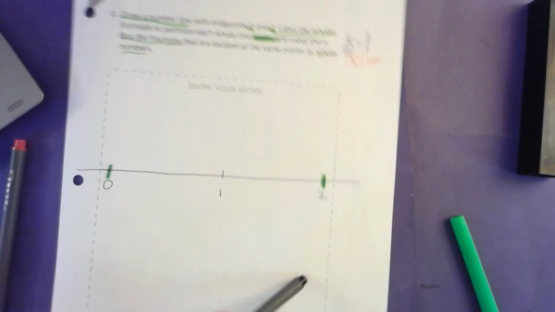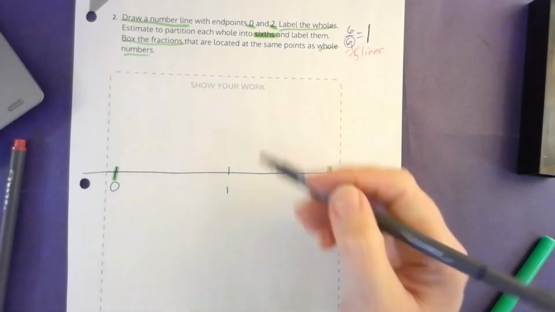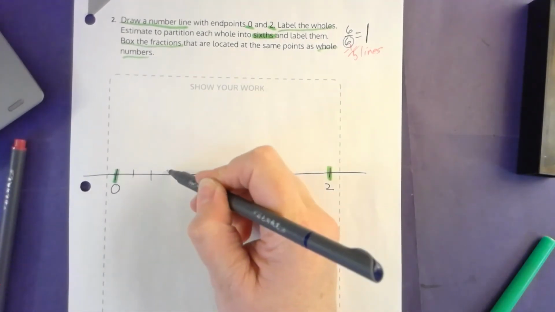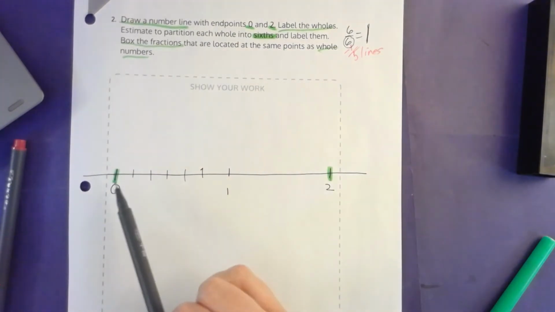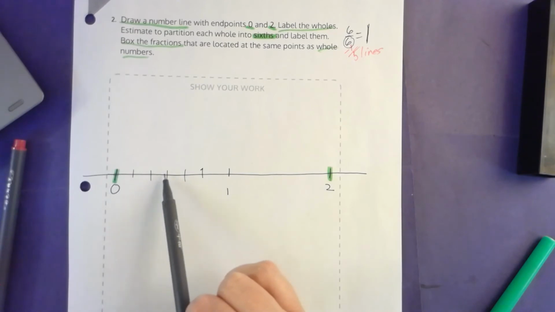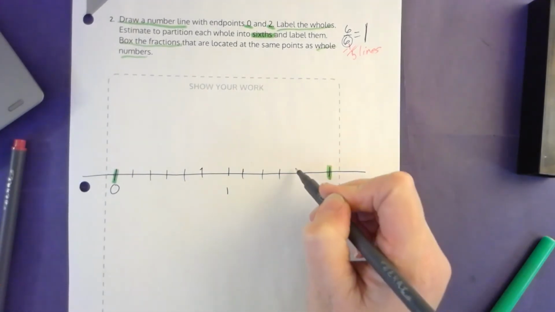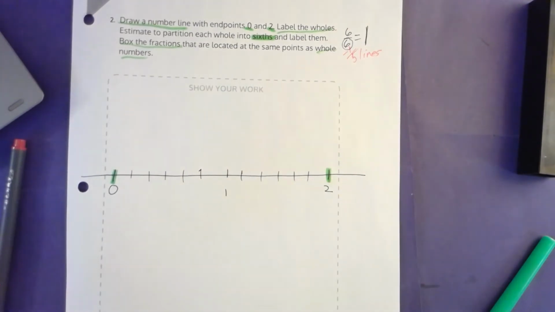Okay. So I'm going to first start with this right here. 1, 2, 3, 4, 5. And I want to make sure I have 6 parts. 1, 2, 3, 4, 5, 6. I do. 1, 2, 3, 4, 5. 1, 2, 3, 4, 5, 6. Okay?